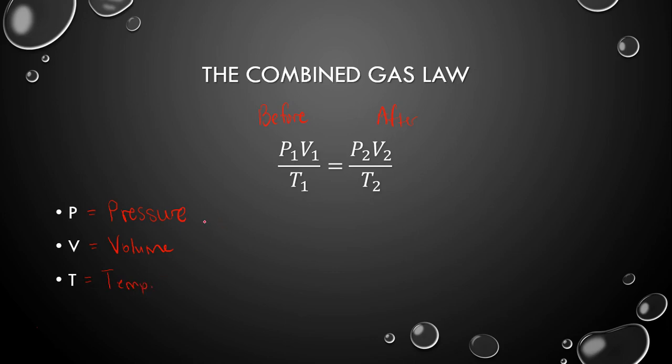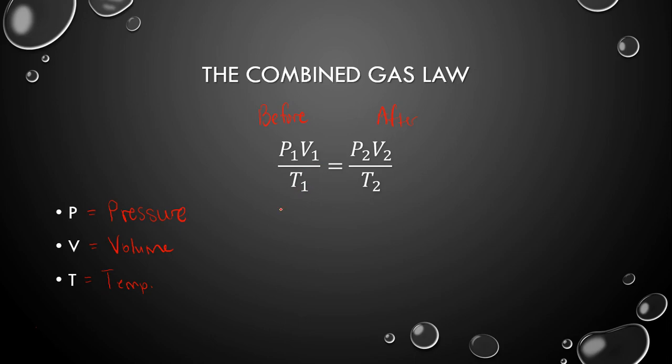Now, it may seem like I'm really picking at things here, but these are all capital letters because a lowercase p is momentum, a lowercase t is time, and a lowercase v stands for velocity. So whether you believe it or not, it is important to make these capital letters.